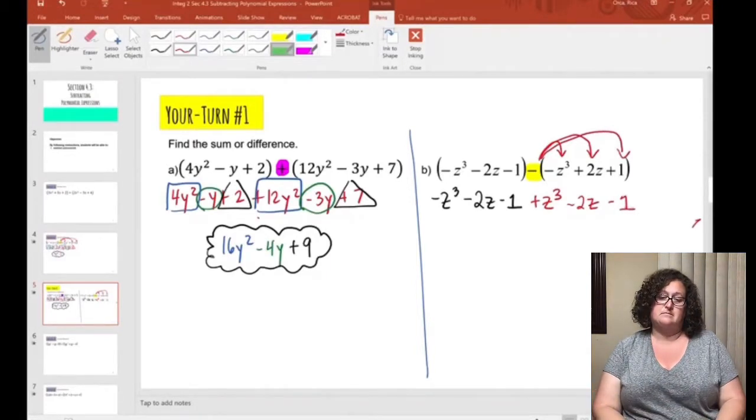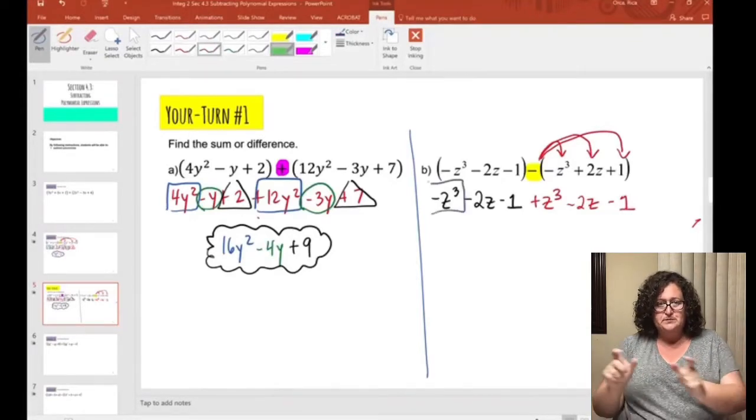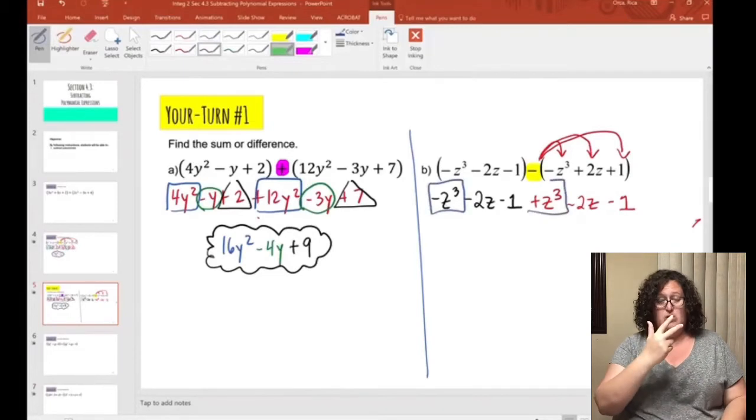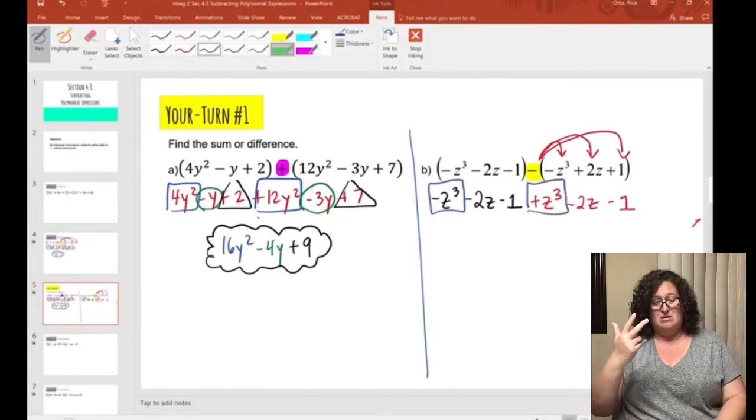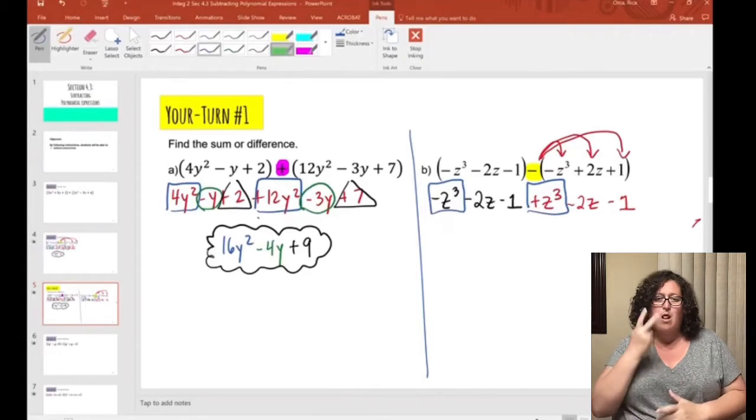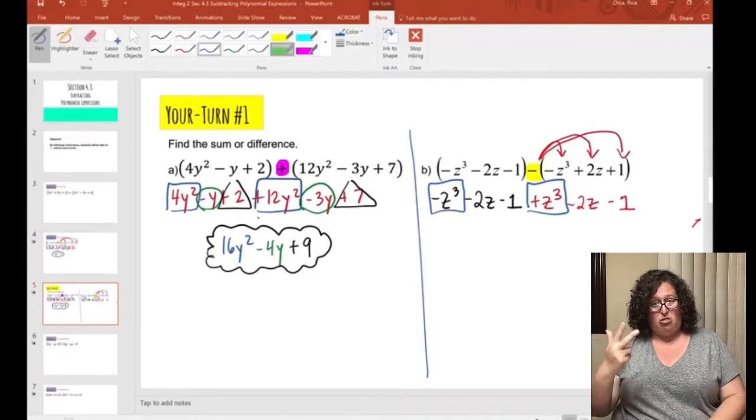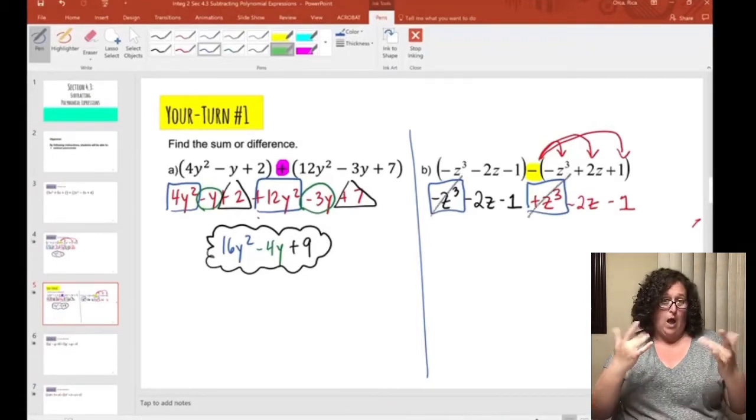Now that we've distributed the negative, let's combine like terms. So we have negative z to the third plus z to the third. Remember, we want to write our answer in standard form. So when we combine like terms, we want to look for the variable that has the biggest exponent. So negative z to the third plus z to the third is actually 0. They cancel out.